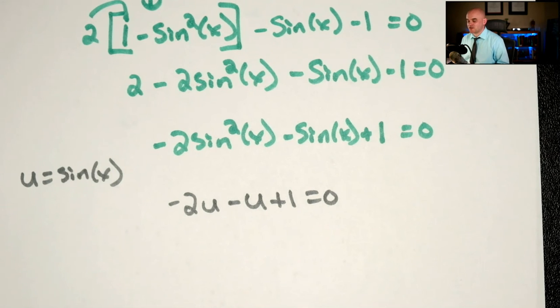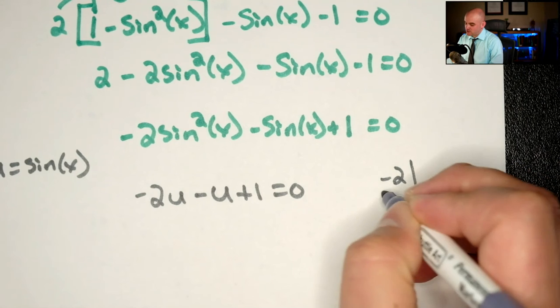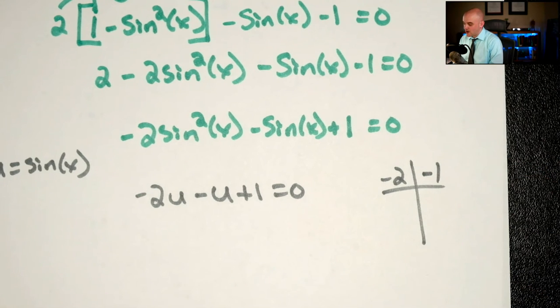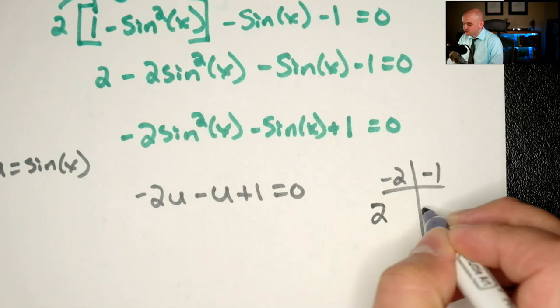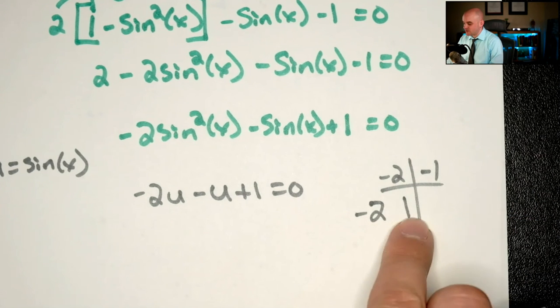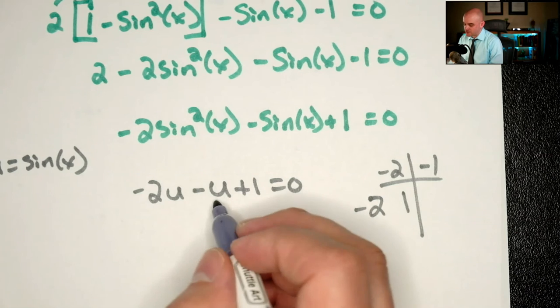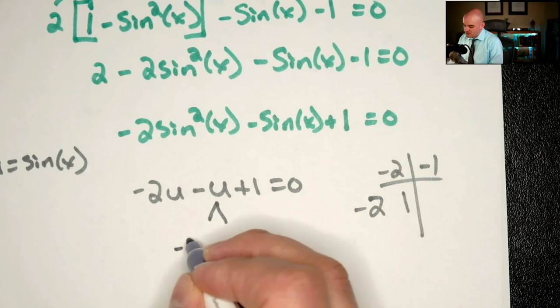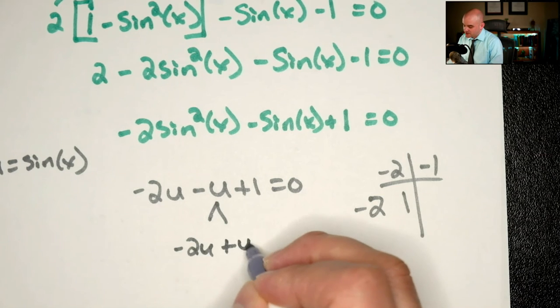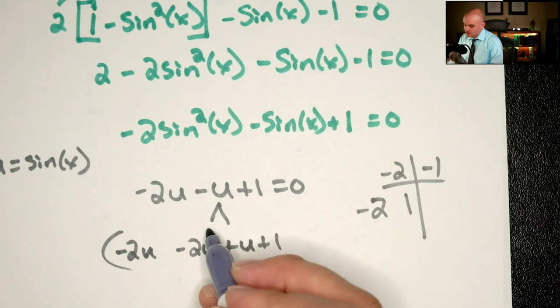I can factor this like I'm used to. So I want factors of negative 2 that add up to the middle term, negative 1. I've got 2 and 1. Let's let the 2 be negative. They multiply to give me negative 2. They add to give me negative 1. I cannot take the shortcut because the leading coefficient is not 1. So I'm going to break this up into negative 2u squared plus u and bring down the other terms. And then factor by grouping.